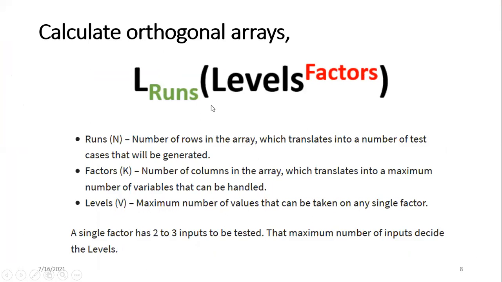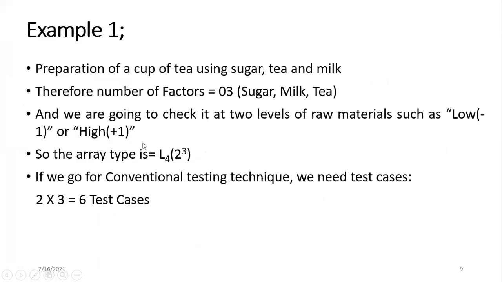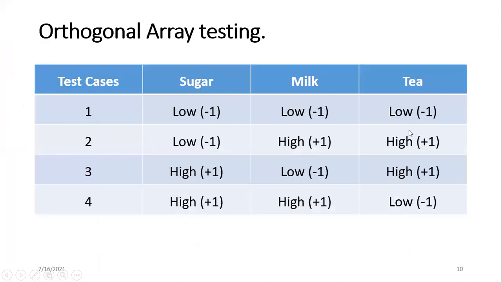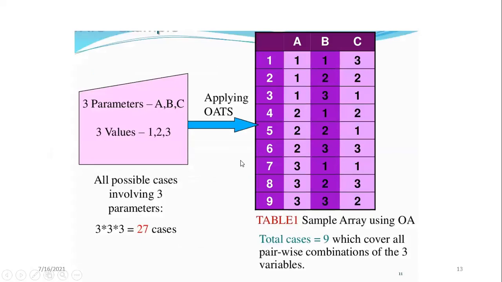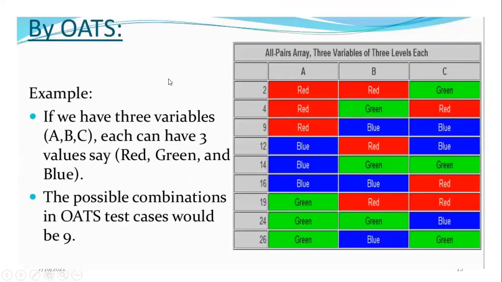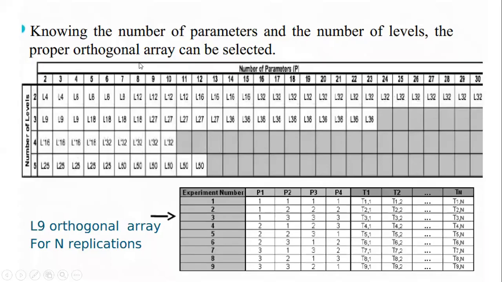How to write the orthogonal designs: factors, runs. The runs means, with this example we can discuss, the number of rows and number of columns. I think you know these things. So there are three factors, and here you can see the number of parameters means factors. Here, number of levels. If we have five factors and we can check at two levels, so what is the design? L8 design. If we have 10 factors and we can check at three levels, then L18 design.